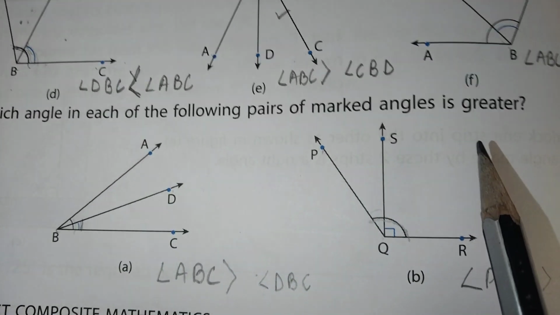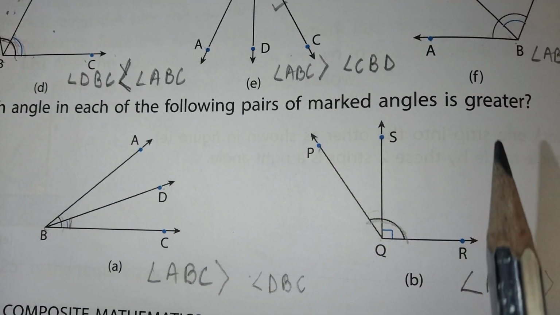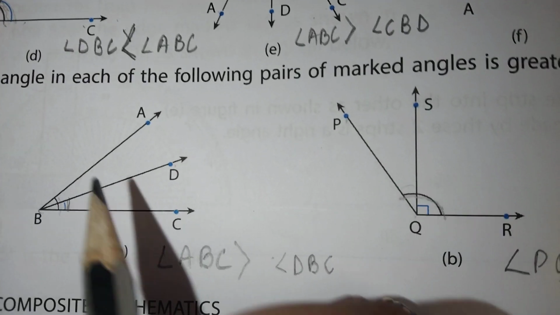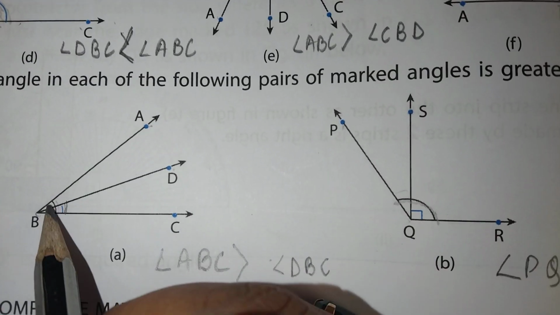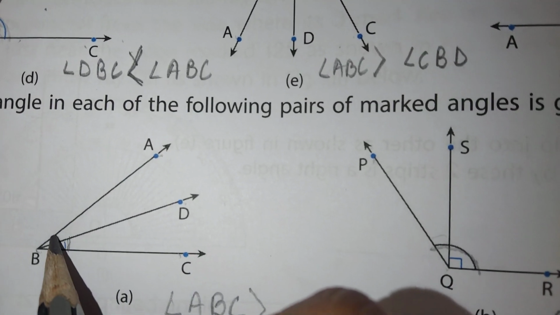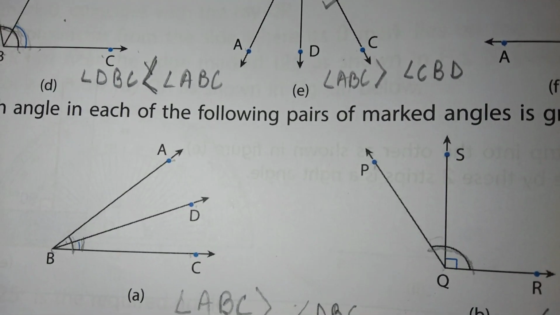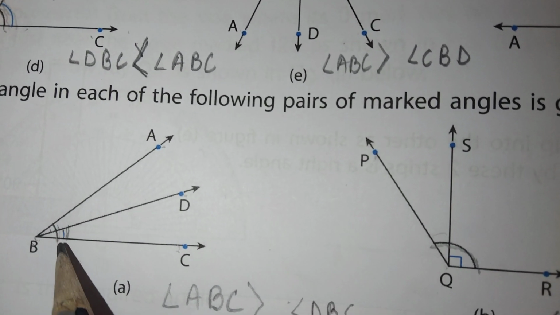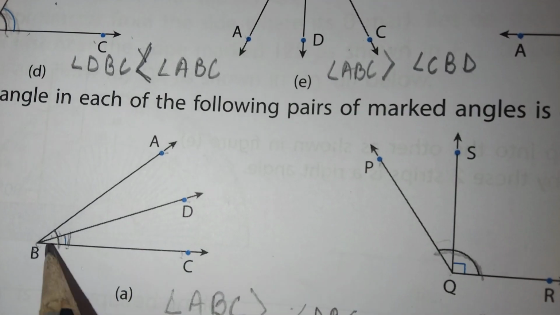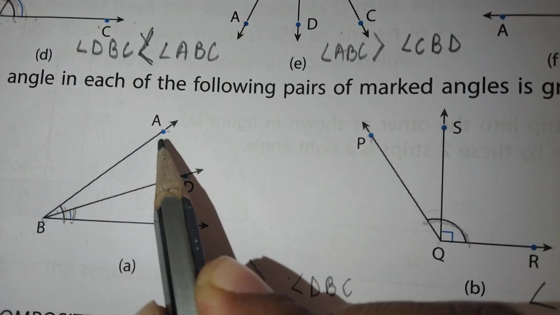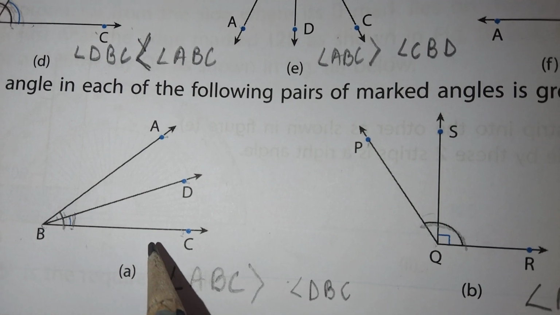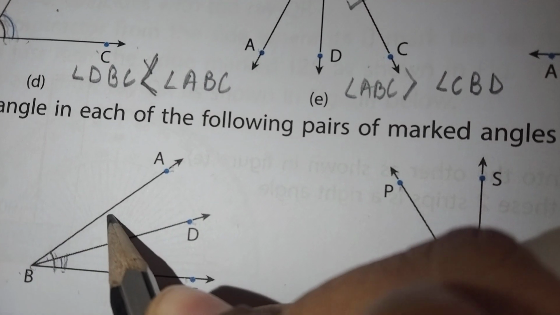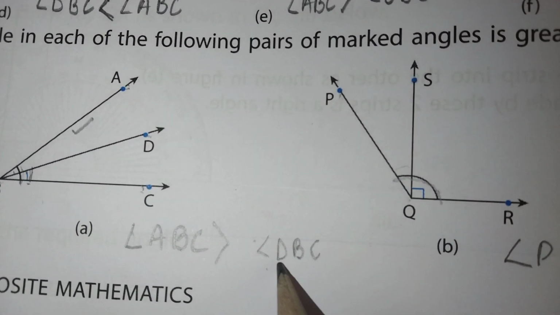Here you have to mark or identify which one is the greater angle. So let's name the angle first. First is angle ABC. It is of measurement from here to here. The next angle is angle DBC, which starts from here and ends here. That means the measurement is angle DBC. So which one do you find greater? Obviously the angle ABC is greater. So just mark it. Angle ABC is greater than angle DBC.